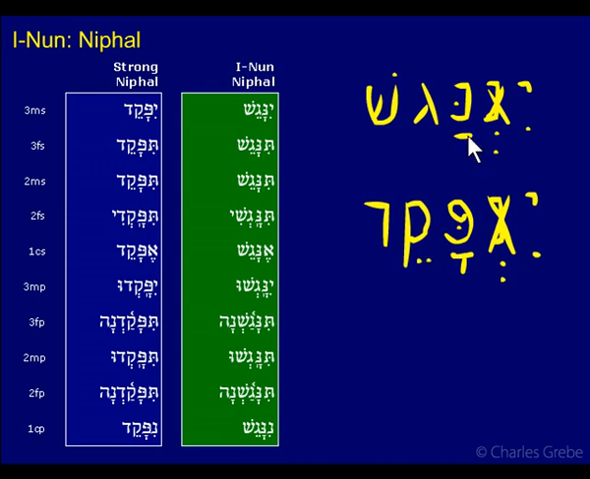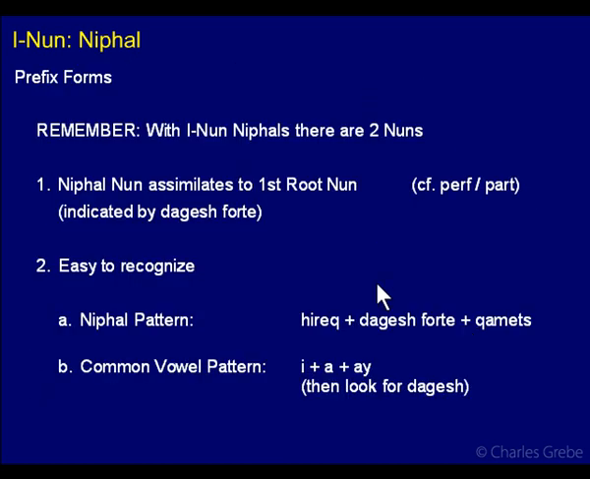has a vowel under it. So this nun is not smack dab against this gimel. It's this one that is. So in the imperfect, the first nuns are just like strong verbs. So I say they're easy to recognize.